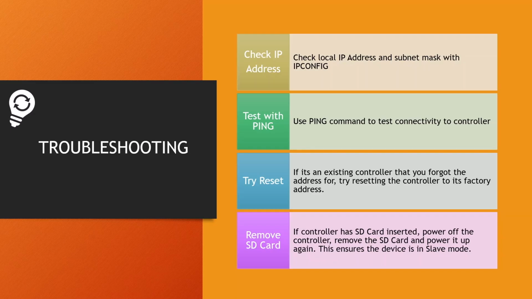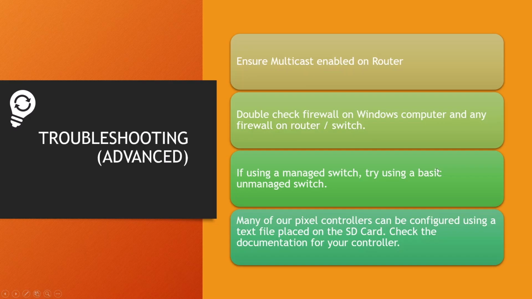The other thing is if the controller is one with an SD card, you can always try removing that to ensure it's in slave mode, because otherwise the controller might be busy trying to run a show and things. So if you've got an SD card, just make sure that's removed when you're setting it up. A few other things: if you've got quite an advanced router, then you need to ensure that multicast is enabled on the router.